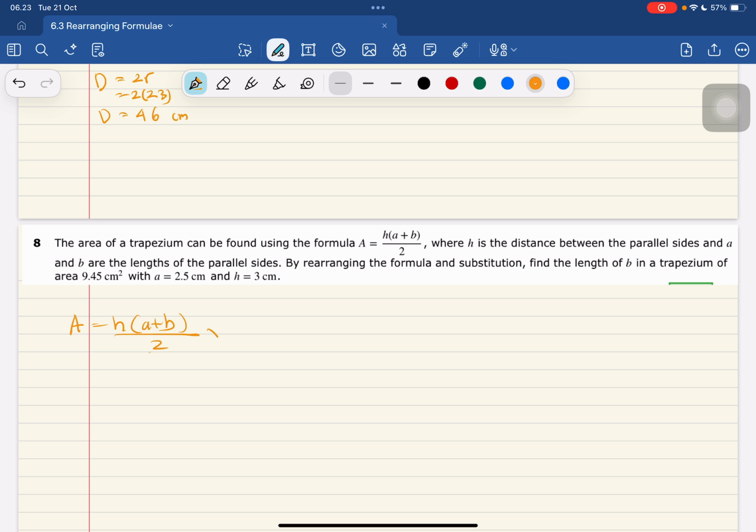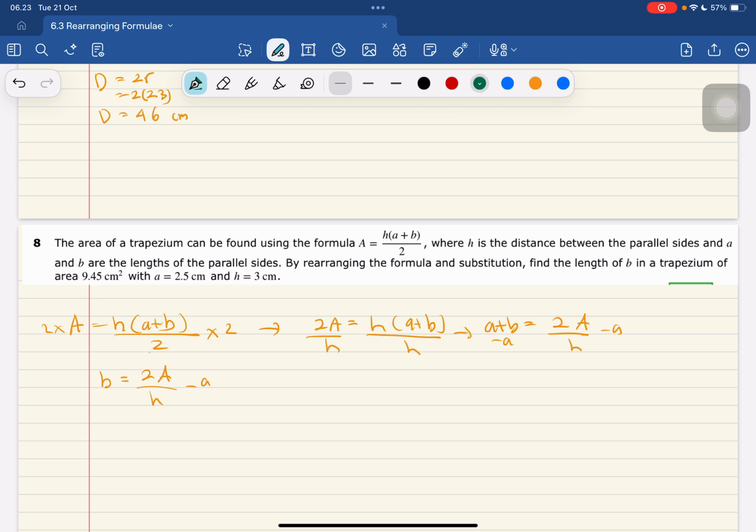To get rid of the 2, we multiply both sides by 2. So it's going to be 2A equal to h times (a plus b). To get rid of h, we divide by h. So a plus b equals 2A over h. To make it only b, we minus a from both sides. So this is the final: b equals 2A over h minus a.